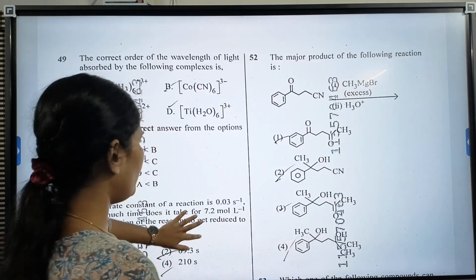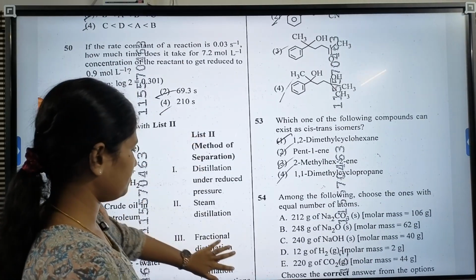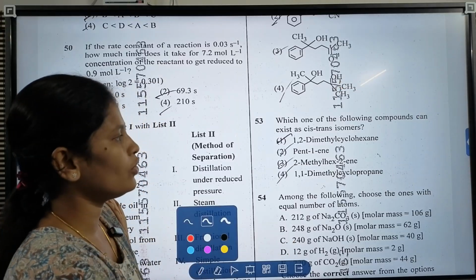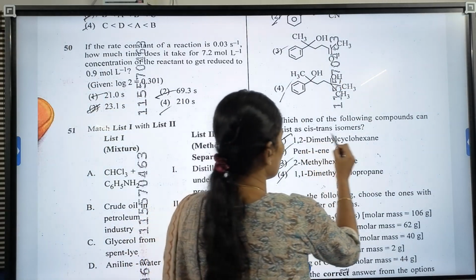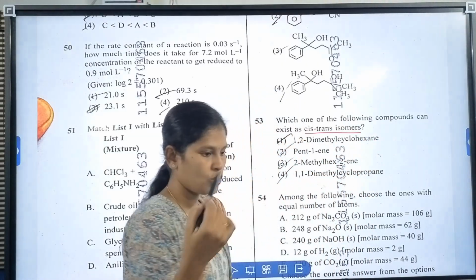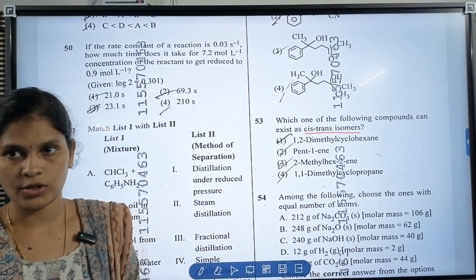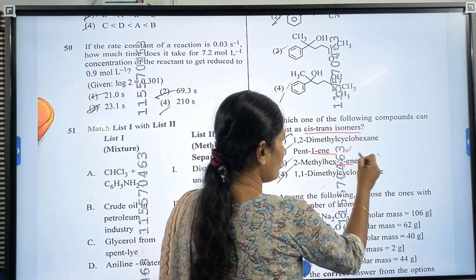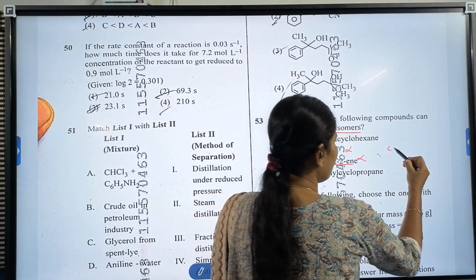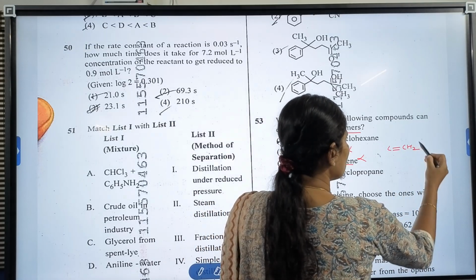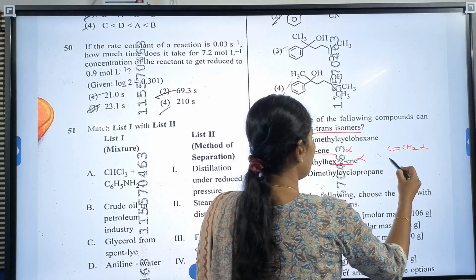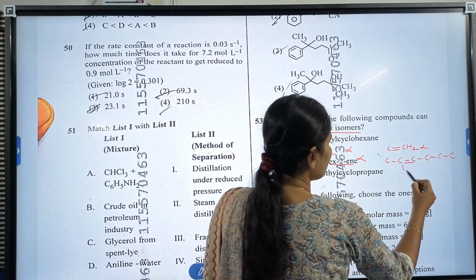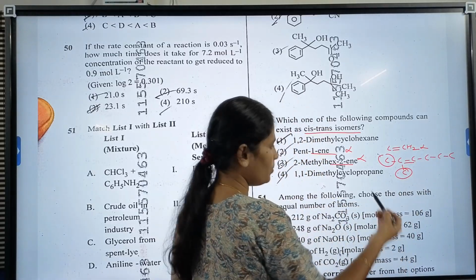Check question number 53. Which one of the following compounds can exist as cis and trans isomers? For cis and trans, generally we check whether a double bond is present or not. In this case, a double bond is present in two cases, but it is not possible there. One, in the sense, the double bond will be at the corner, left, so two identical groups, it's not possible. Here, hex-2-ene, and at the second place a methyl, so two methyl groups, identical groups, it won't exist.